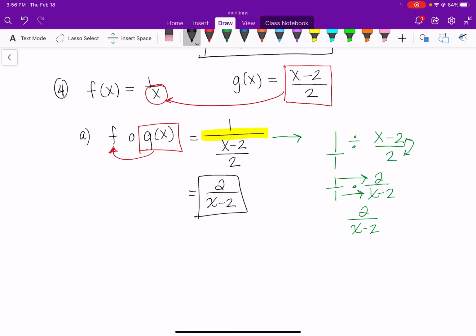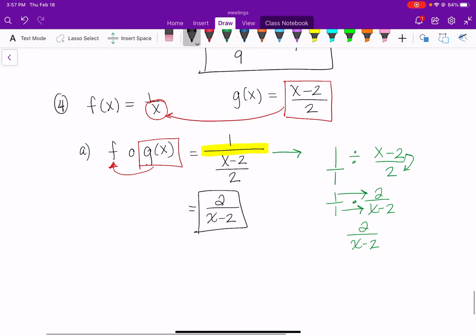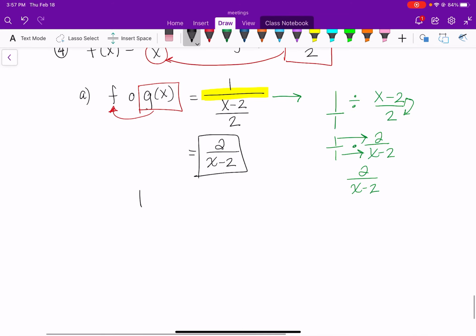Okay, that is the easiest way to take that fraction and simplify it down to a single fraction instead of having a 2 there. So now, when we find the domain of this, the only thing we have to worry about is that x minus 2 in the denominator, because it doesn't have a square root, but it does have a variable in the denominator. So we're going to say x minus 2 equals 0.